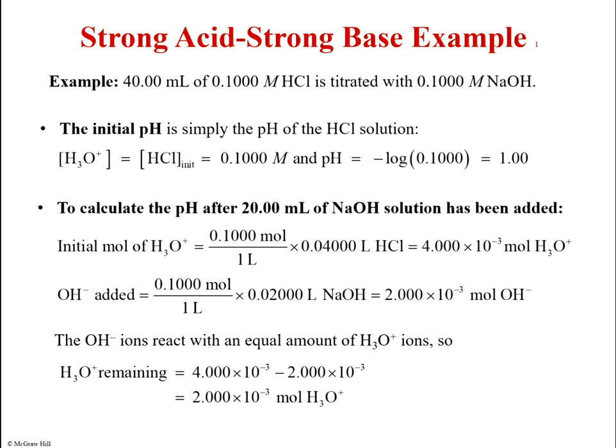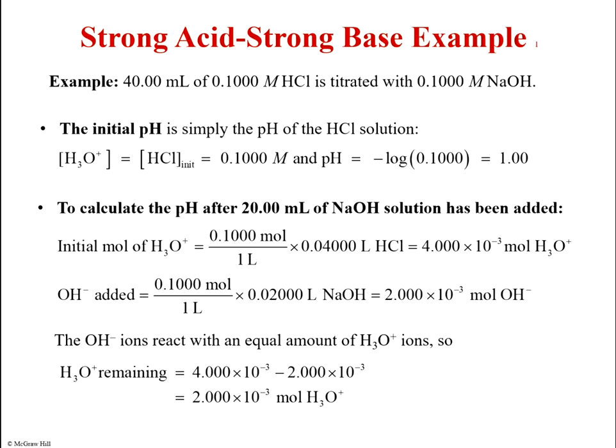Here on the next two slides, we'll do an example calculation for our 40 milliliters of 0.1 molar HCl being titrated with 0.1 molar sodium hydroxide. We calculate our initial pH. That's 0.1 molar, and we take minus the log of 0.1 to give us a value of 1.